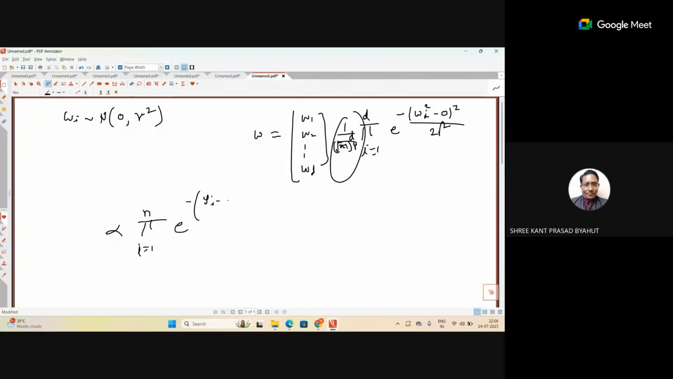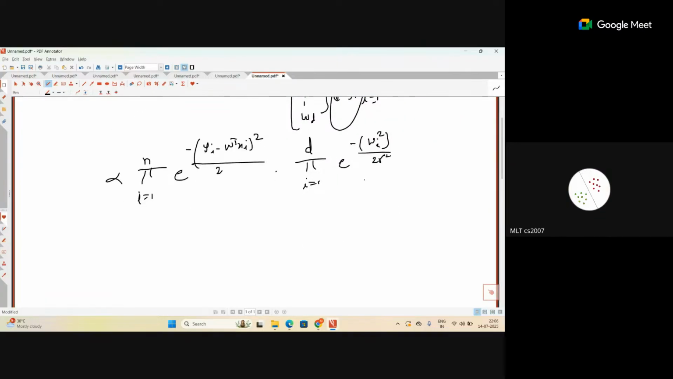yi minus w transpose xi, the whole squared, upon 2 sigma square, and sigma is 1. Into this prior, which is pi, equal to the product over i of e to the power minus wi square upon 2 gamma square, right?